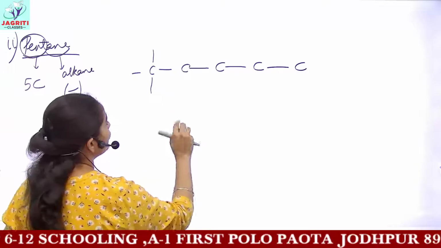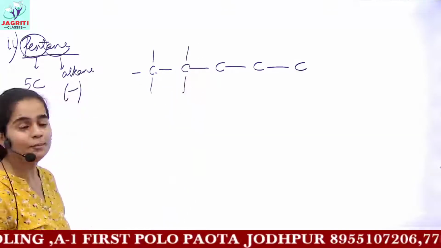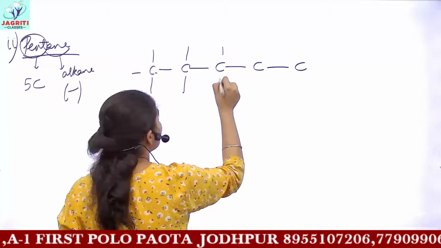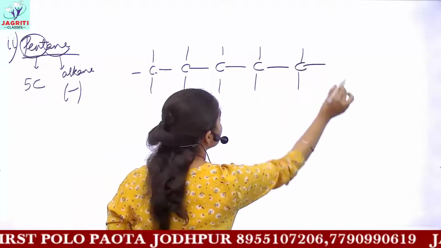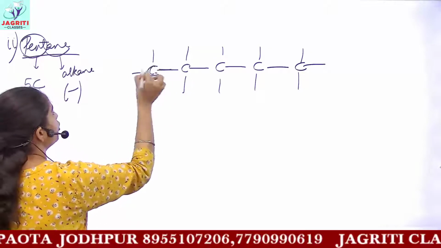Moving on to the next. It has already 2 valencies, so the remaining 2 would be drawn. And similarly, you will draw all the valencies of each carbon. That is, each carbon should contain 4 bonds.